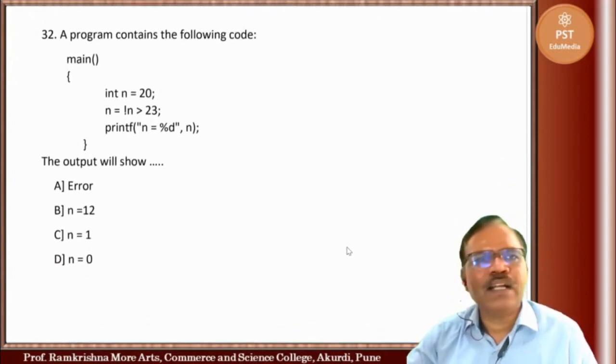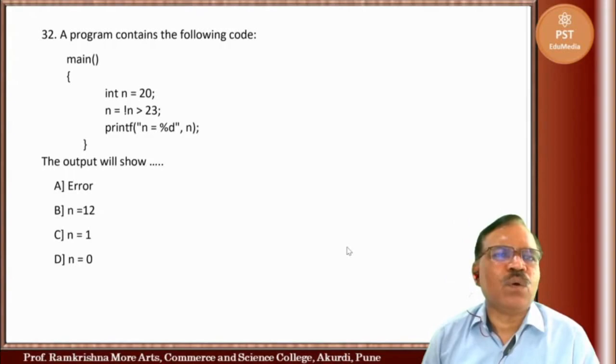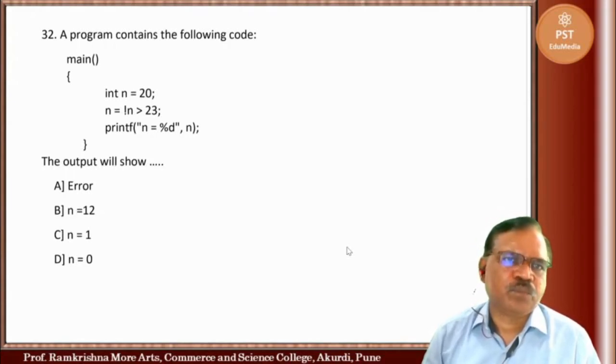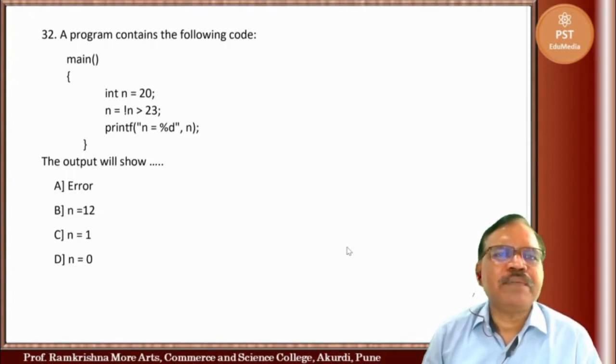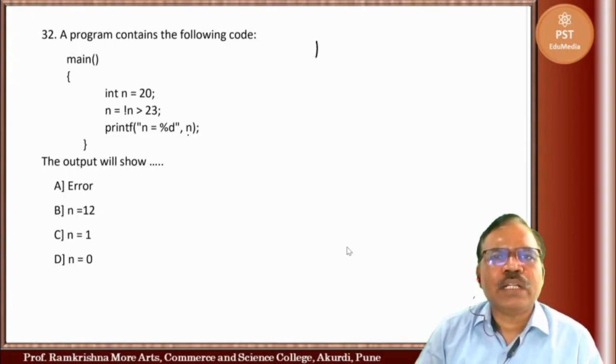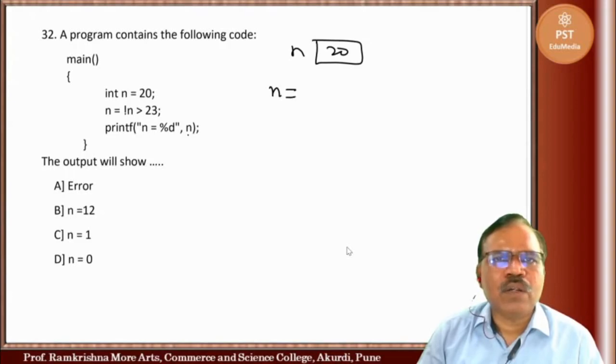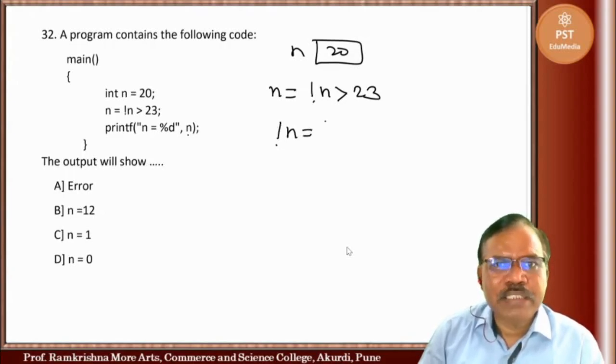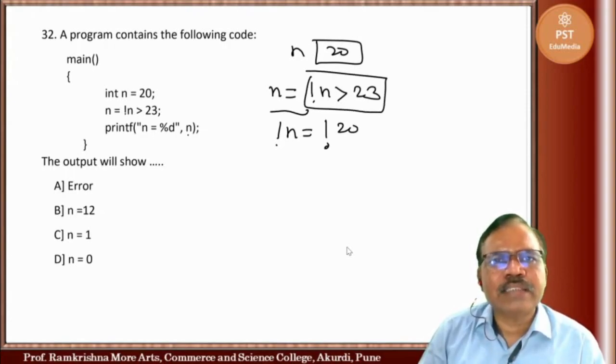Now next one, a program contains the following code. main, int n equal to 20, n equal to not n greater than 23. printf n is equal to %d, n. So what happens? n equal to 20. Now n equal to not n greater than 23. Now what is not n? Not n means not 20. First this one is evaluated, and then assigned to n.